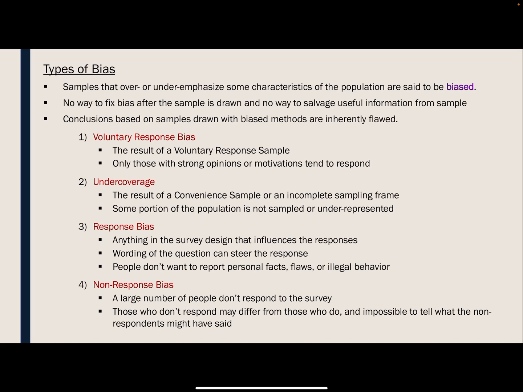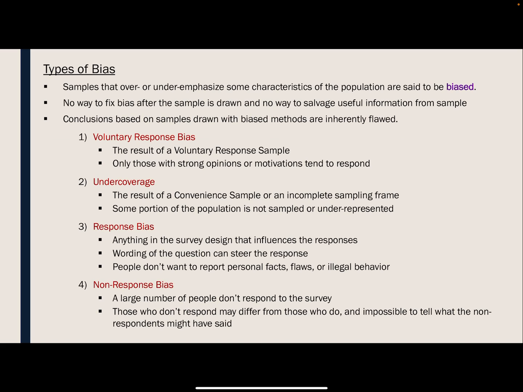The big thing with bias is that once it's part of your sample, there's no way to get rid of it. You can't discover halfway through your sampling that you have bias and then somehow change it so that you can get rid of the bias. Once it's there, it's always there. And then ultimately, conclusions based on samples that have bias methods are flawed, and you really can't make any good conclusions from them.